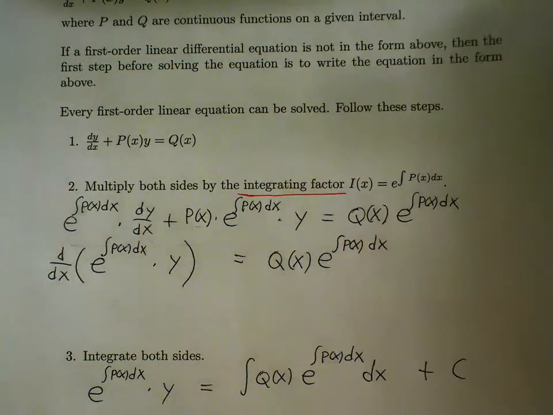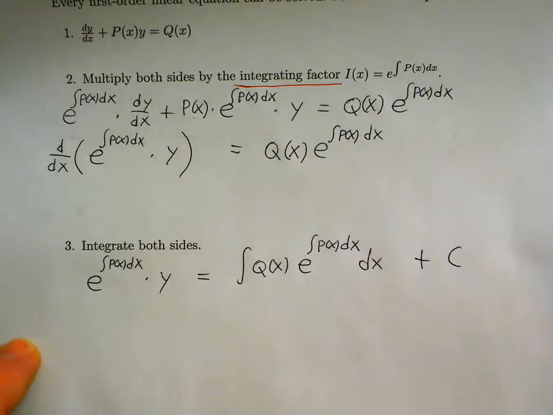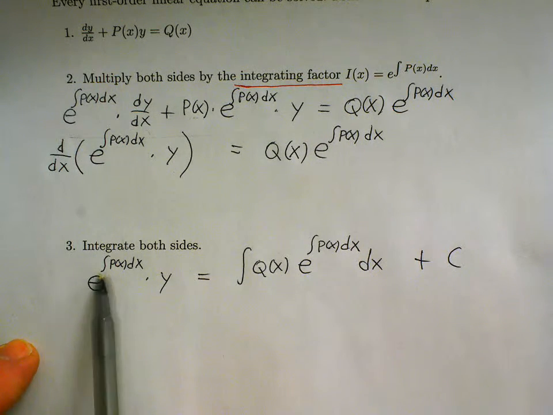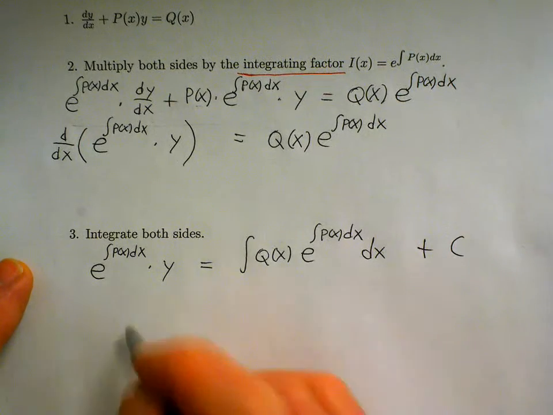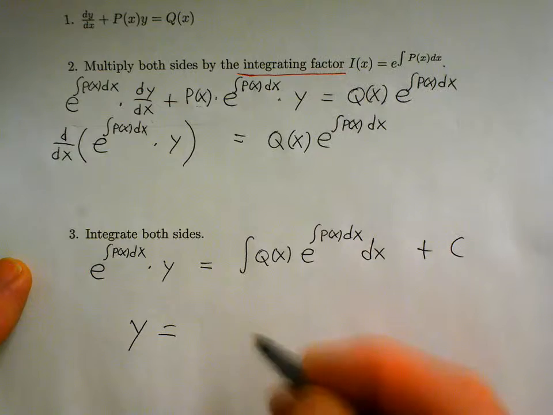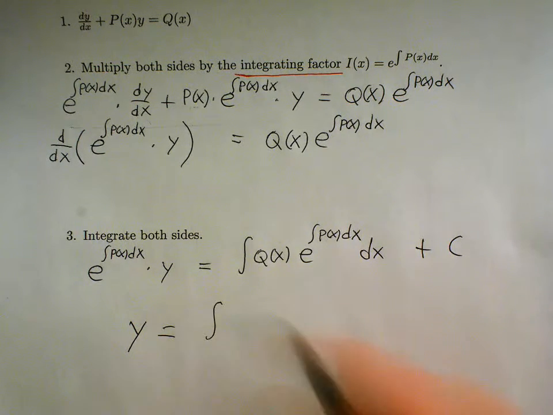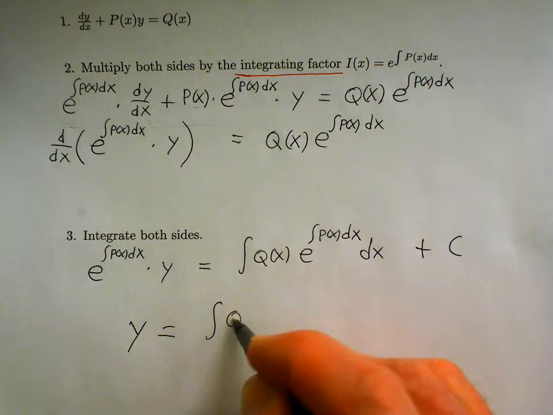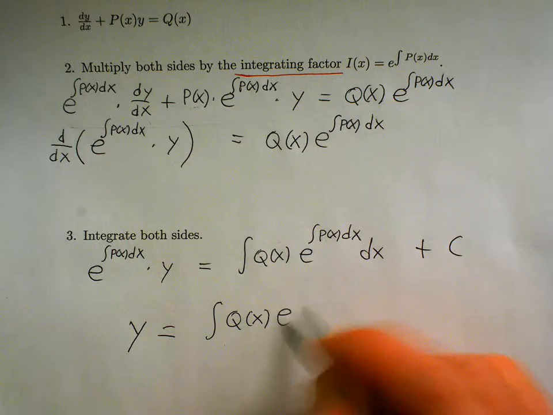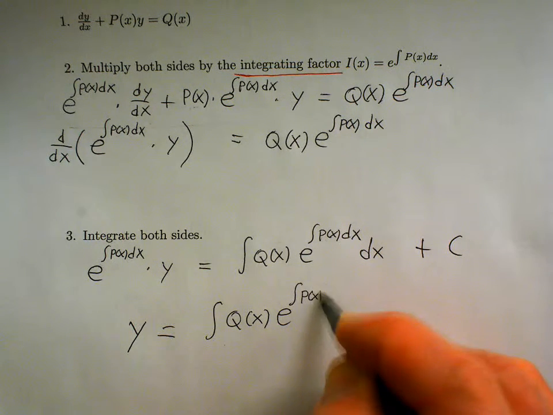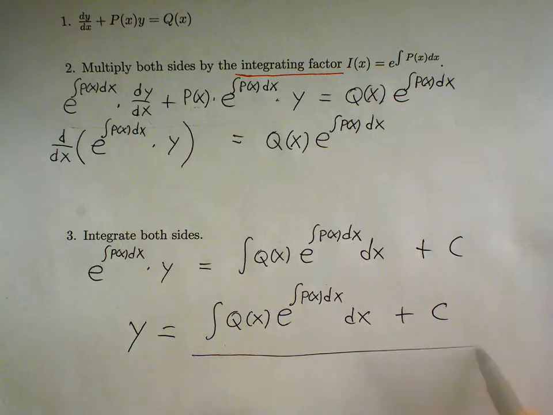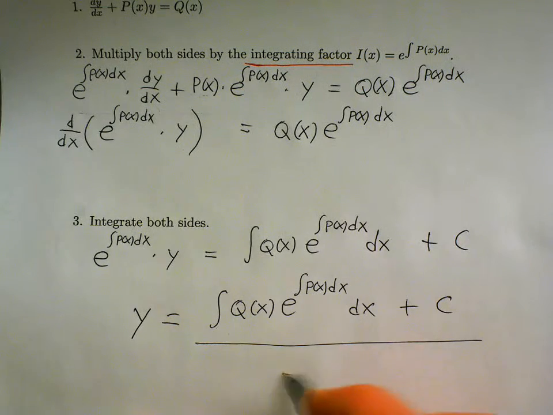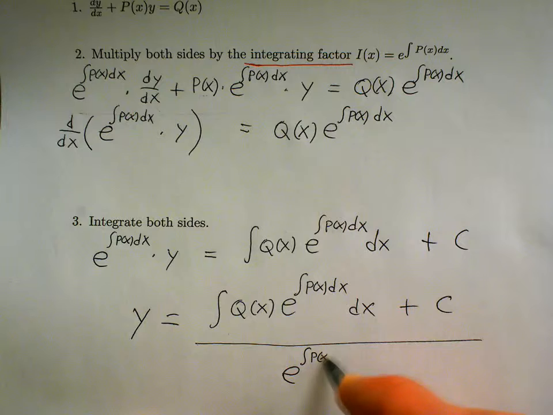And the goal is to solve for y, so now we just divide everything on both sides by e to the integral of p of x dx. So we get y equals the right-hand side all divided by e to the integral of p of x dx.